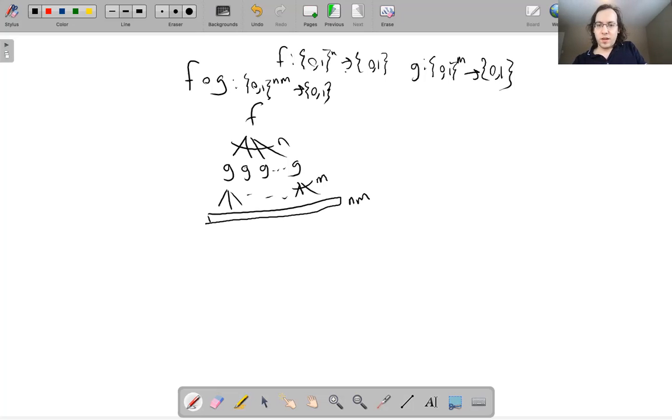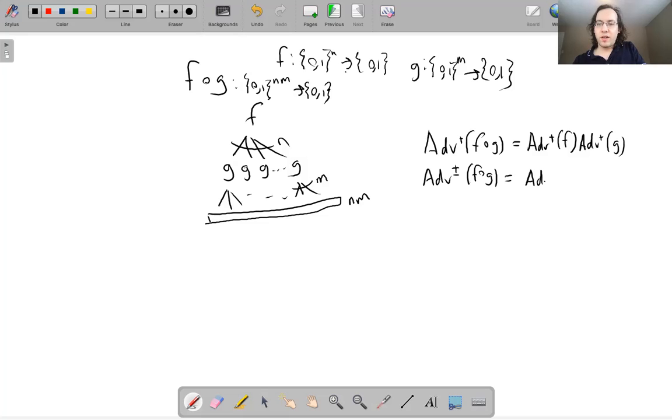So it turns out that these measures, adv plus of f compose g and adv plus minus of f compose g, they compose perfectly. So adv plus of f compose g is equal to adv plus of f times adv plus of g, and adv plus minus of f compose g is equal to adv plus minus of f times adv plus minus of g. This is non-trivial to prove, okay, but it turns out to be true.